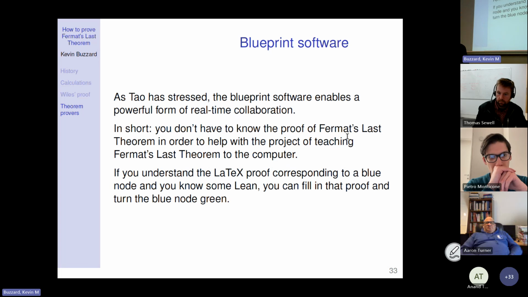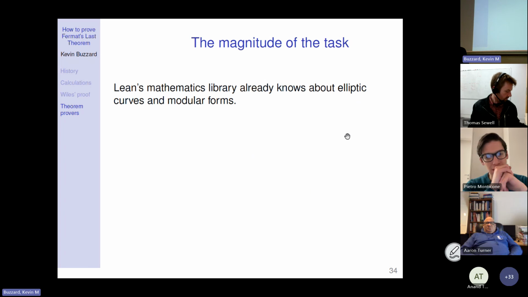So that's the idea. You find a blue node, and if it turns out you understand the maths, because you can read the LaTeX proof, and if you understand enough about Lean, you can fill in that proof, and the blue node turns green. And my idea is hopefully we're going to be getting undergraduate students and PhD students to sort of help us along. So I've got no idea whether this is reasonable.